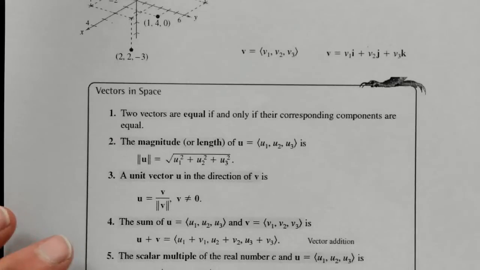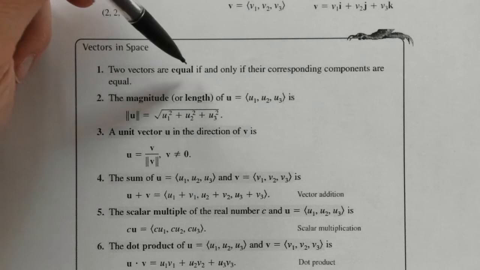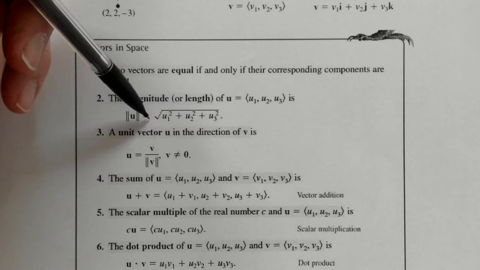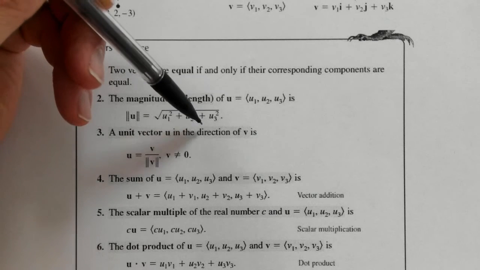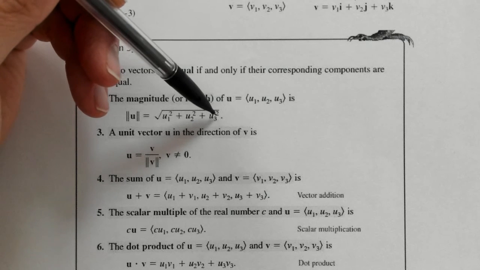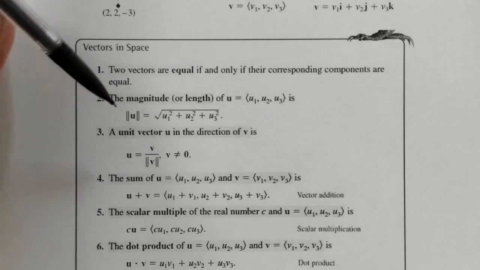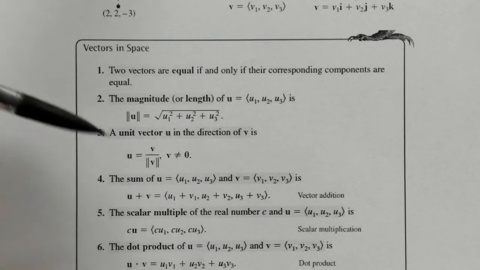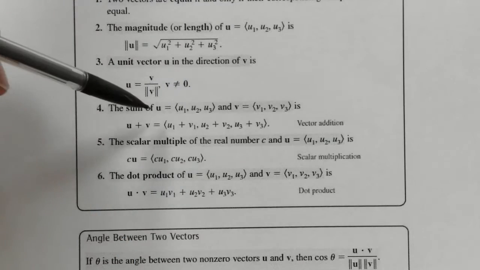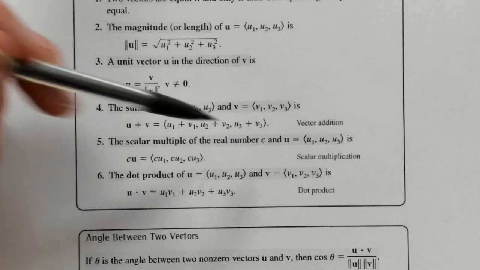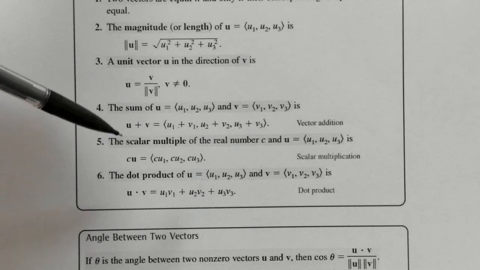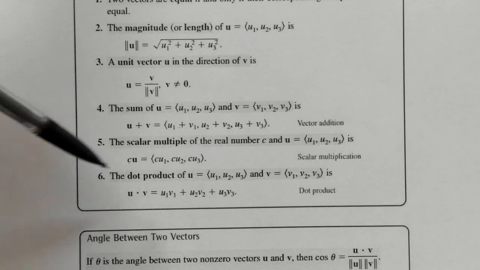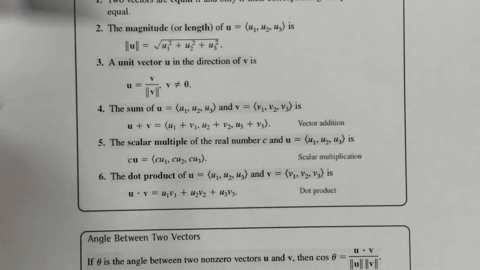Okay? So what are the rules for vectors in space? Two vectors are equal if and only if their corresponding components are equal. The magnitude would be calculated the same way, except you just have to add the third component squared underneath that square root in order to get the magnitude of the vector. Unit vector, same thing, it's the vector divided by its magnitude. Sum of two vectors, same thing, add the corresponding component parts to it for vector addition. Scalar, same thing, multiply each one of the components by the constant.